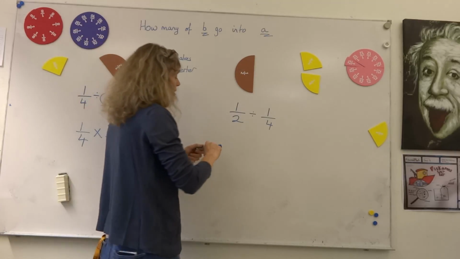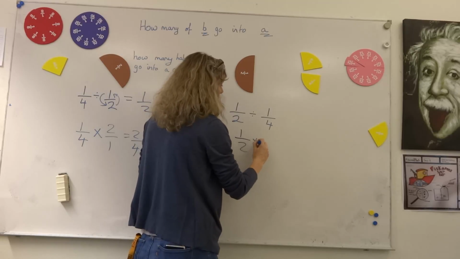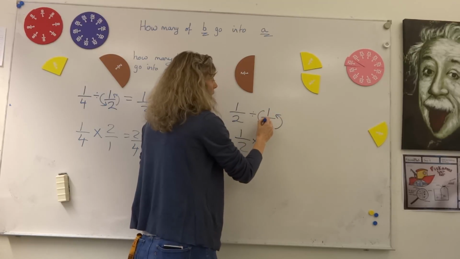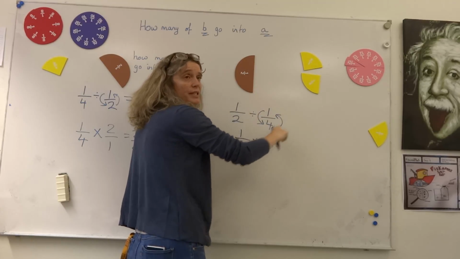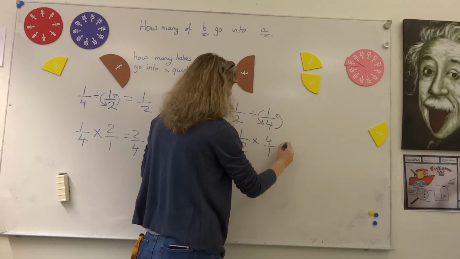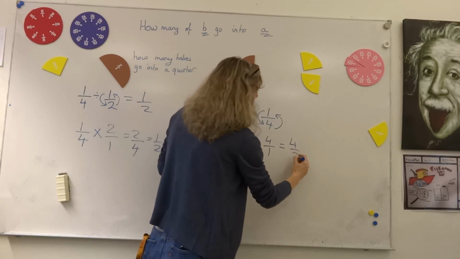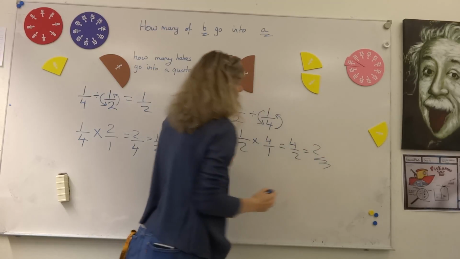Let's see if it works. A half. Change this to multiply. Swap the second number upside down, and you must always swap the second number, never the first. A half times 4 over 1. 1 times 4 is 4. 2 times 1 is 2. So we get equals 2.